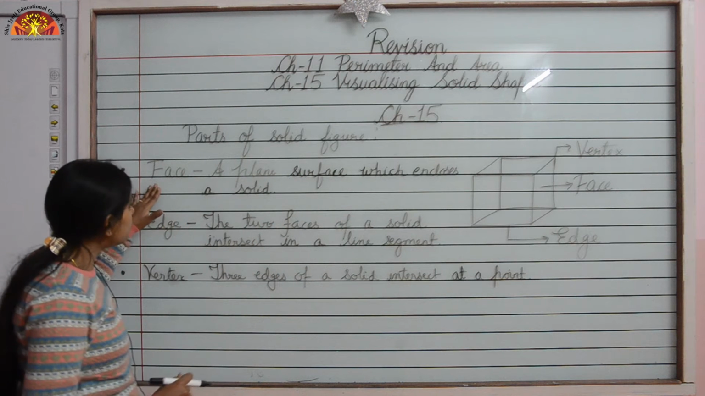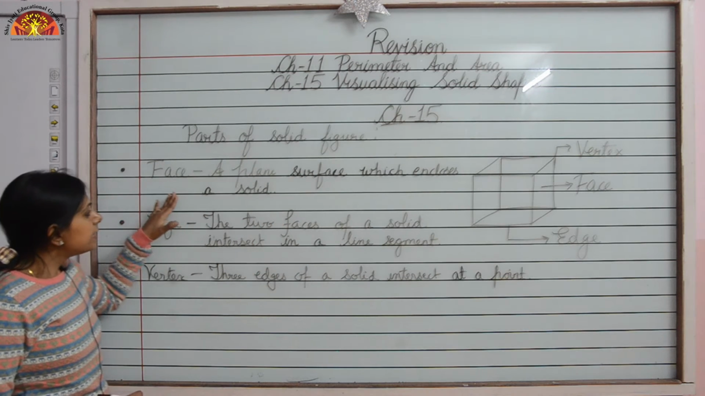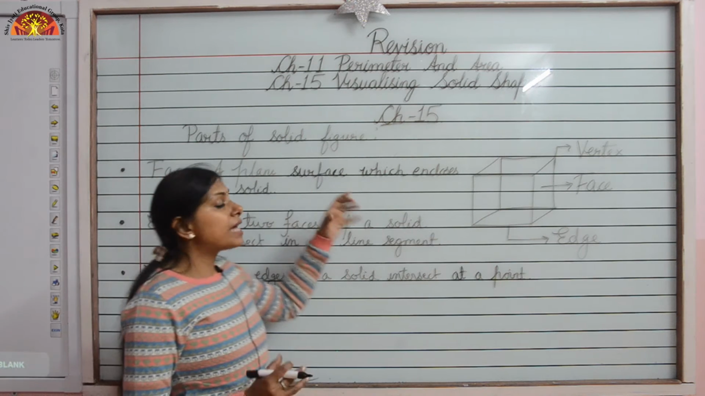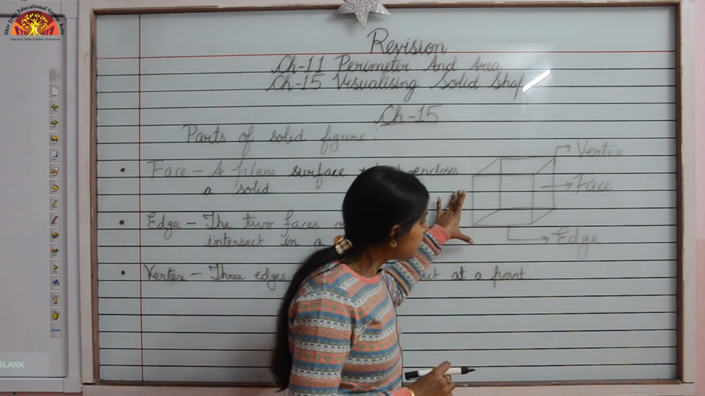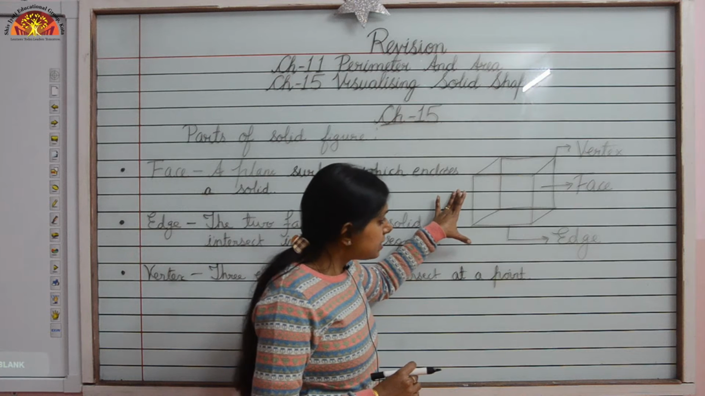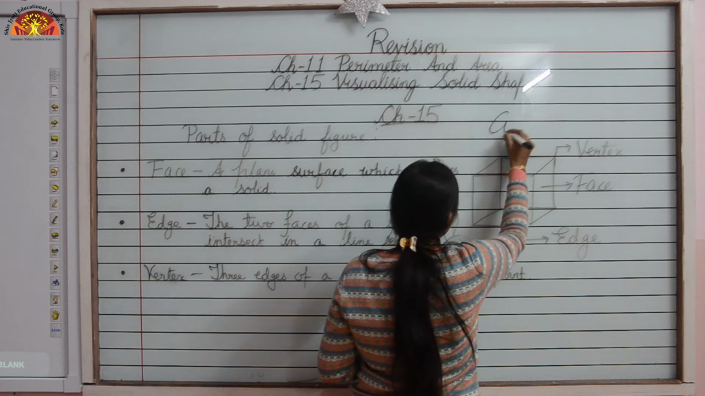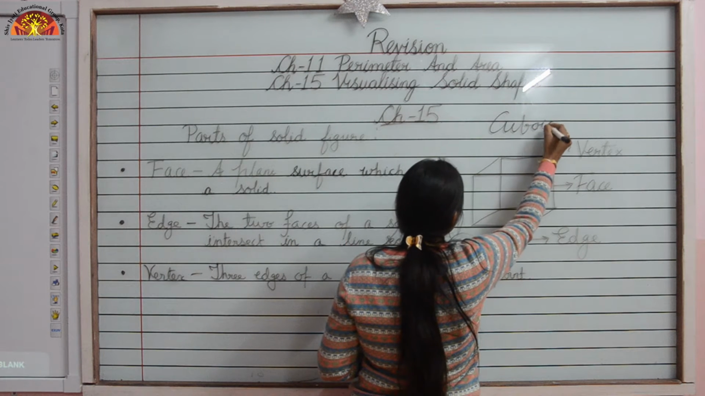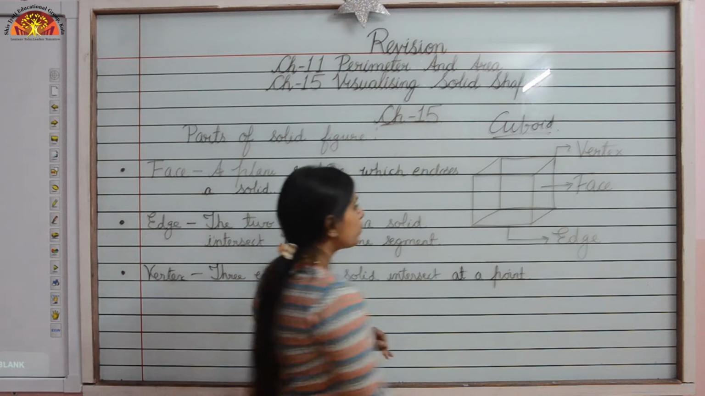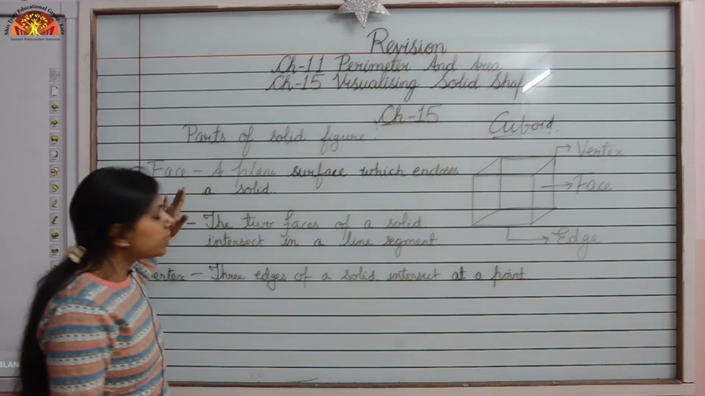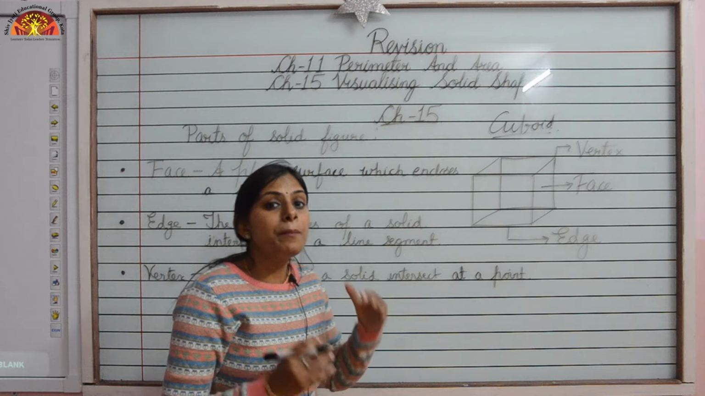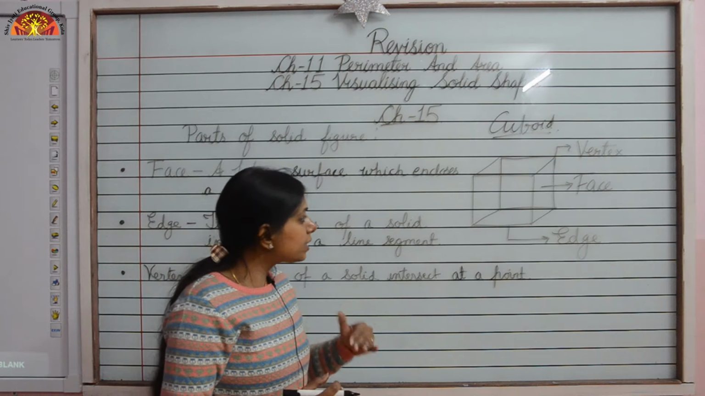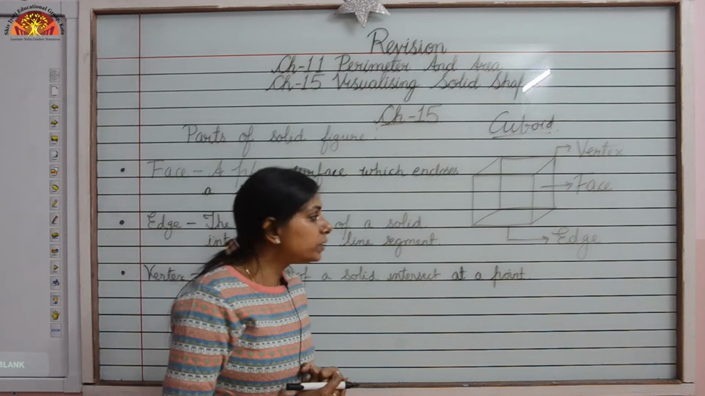So the first one is the face. It is a plane surface which encloses a solid. So what is a face? Children, you can just see the shape of a cuboid over here. This is a cuboid. So we are having three parts, the first one is a face. So what is a face? A plane surface which encloses a solid is known as a face.